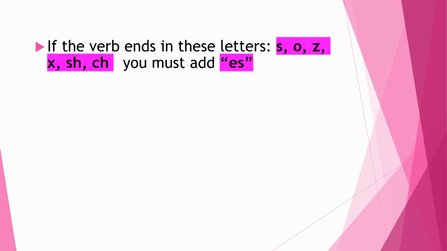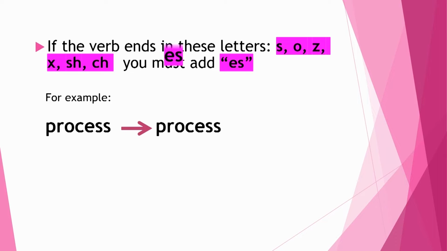If the verb ends in the letters S, O, C, H, SH, CH, you must add ES. For example, process. The final letter is S. You must add ES. So in this case is processes, right? In the final, I add ES. The next example is do. If you want to use it in third person, you must add ES. In this case, do, in the third person, does, right?